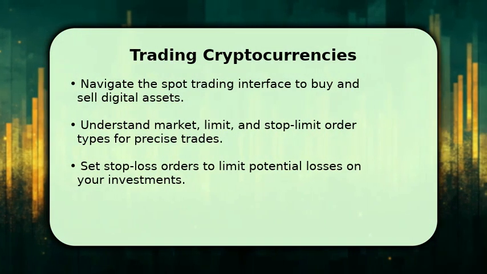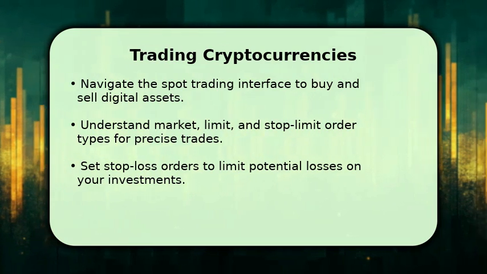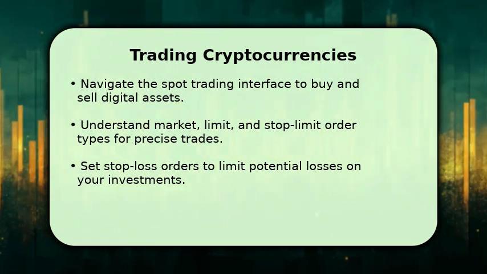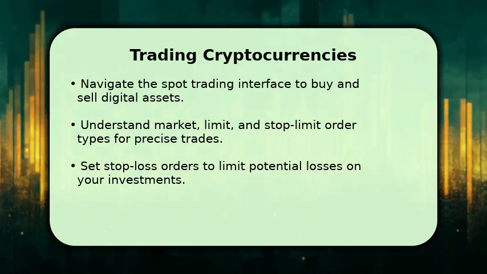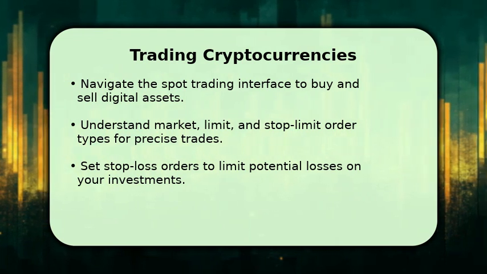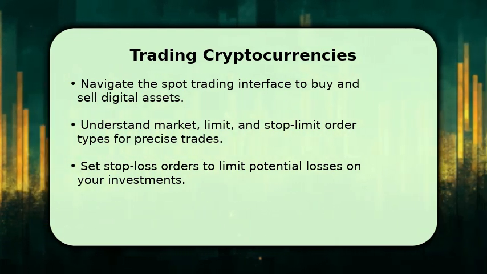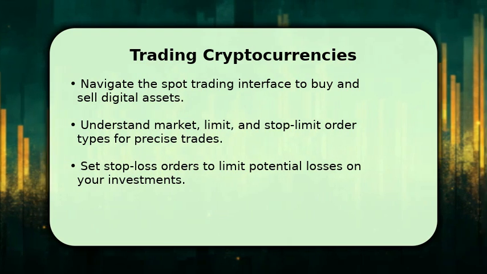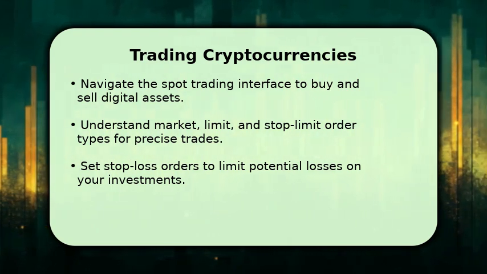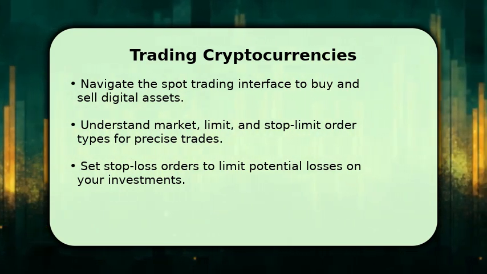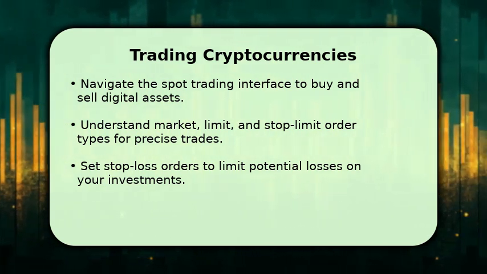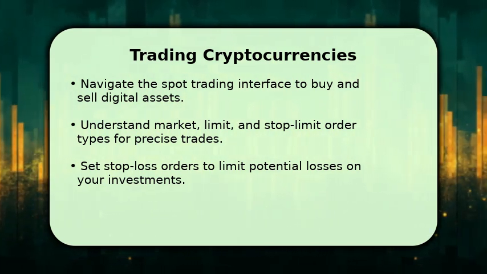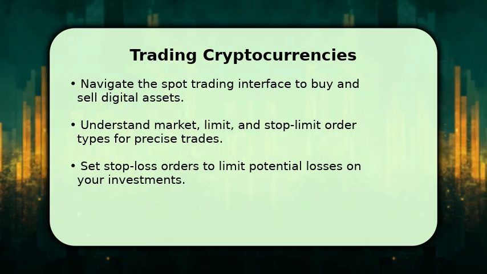Now let's dive into trading. Binance's spot trading interface allows you to buy and sell various digital assets. You'll encounter different order types: market orders for instant execution, limit orders for specific prices, and stop-limit orders for advanced strategies. Setting a stop-loss order is crucial to manage risk, while a take-profit order helps secure your gains automatically. These tools are essential for effective trading.